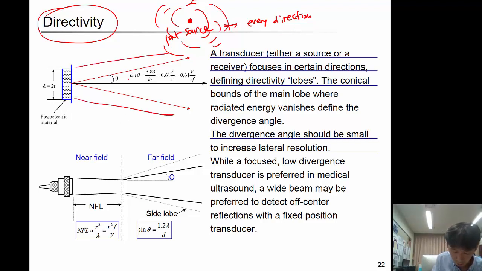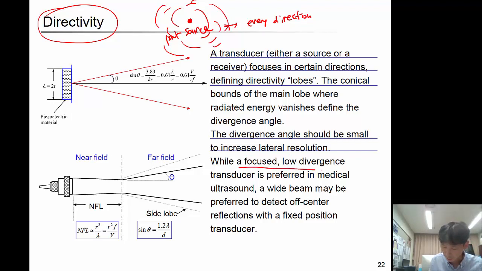So the amplitude in this zone is much bigger than here. So amplitude will be like this. A transducer focuses in a certain direction, defining the directivity lobes. The conical bounds of the main lobe where radiated energy vanishes define the divergence angle. So we can also check the directivity of your sample. I'll show you the result soon. The divergence angle should be small to increase the lateral resolution.